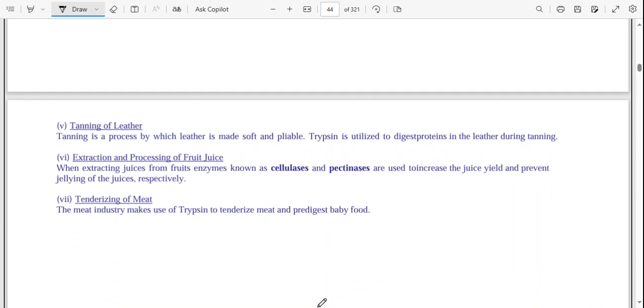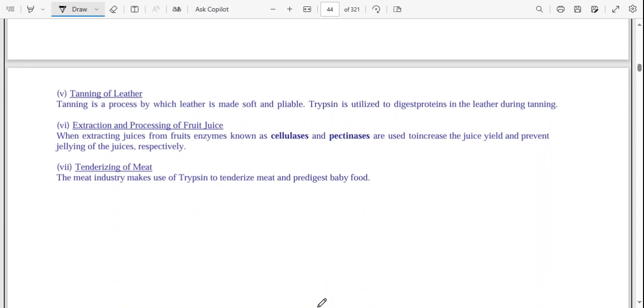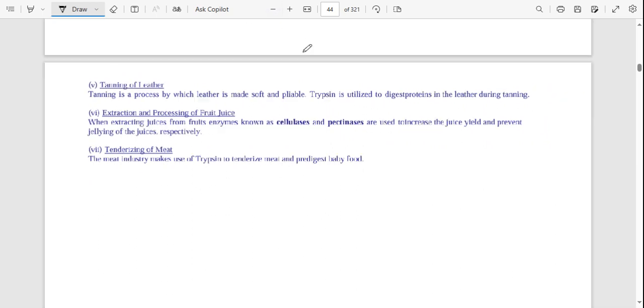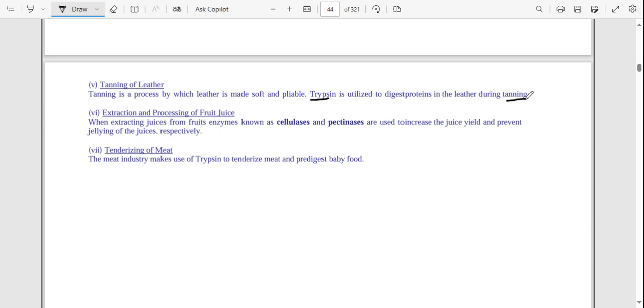You can as well use enzymes in tanning of leather. Tanning is just making leather soft and pliable. Pliable means that you can actually extend it, like your skin. If you pull your skin, it comes back like that. That's pliability. So trypsin is utilized to digest proteins in the leather during tanning. So for you to be able to make these molecules soft, you need the enzyme trypsin, which is important in tanning.